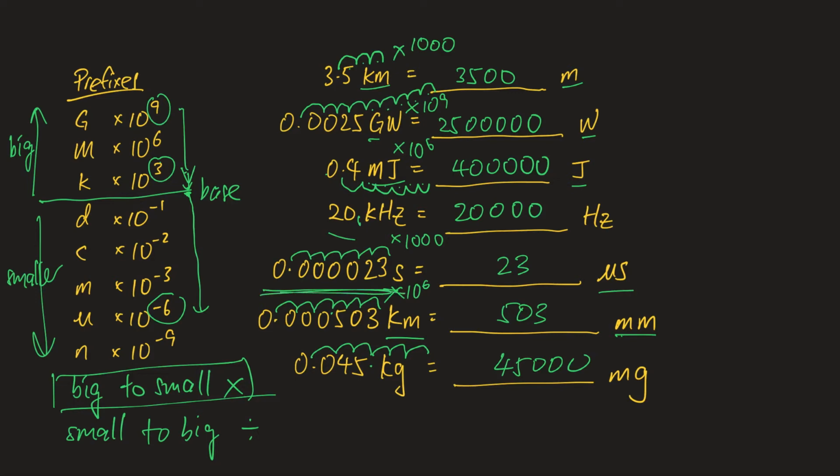Now if you can see, for example, what's the use of prefixes? If you were to write this number always in your report or on your paper, this number is very small and you have to write a lot of zeros. It's very inconvenient to write that. So to simplify, you can basically just write 23 microseconds. So that's how prefixes are used to simplify the writing of very big or very small numbers.